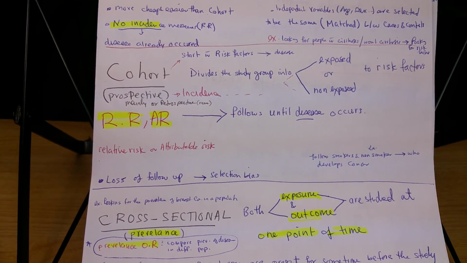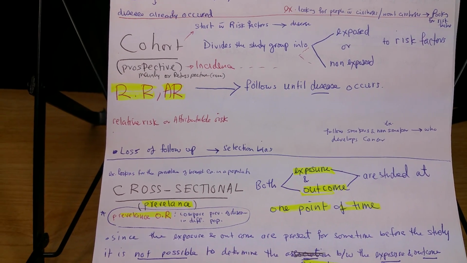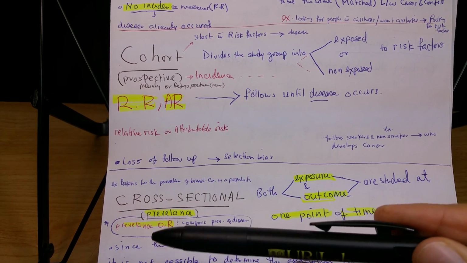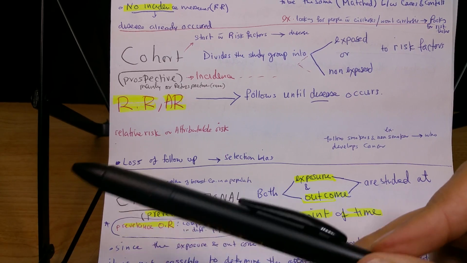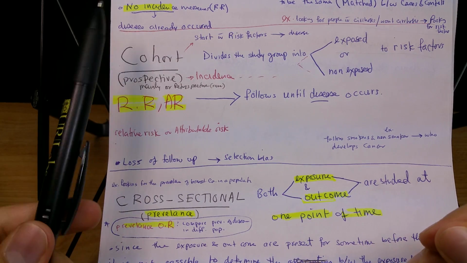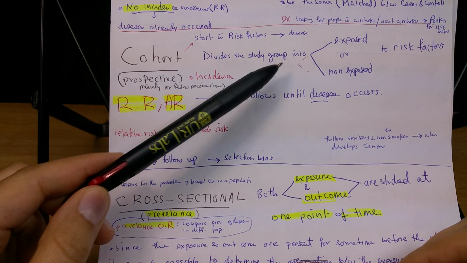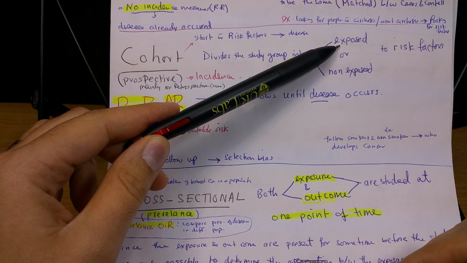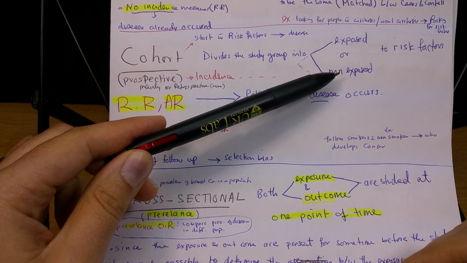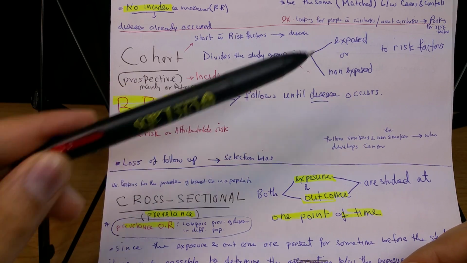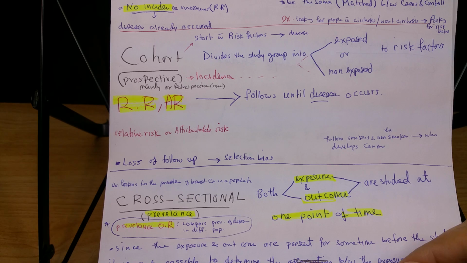Cohort study. In a cohort study, we start with the risk factors. It's a prospective study, as we said. So we start with the risk factors, divide the groups into exposed or non-exposed to the risk factors, and then we follow them over time to see who develops the disease.